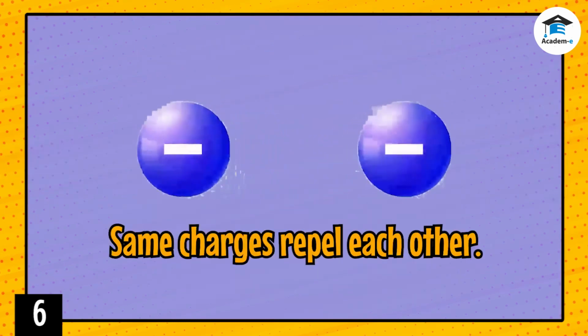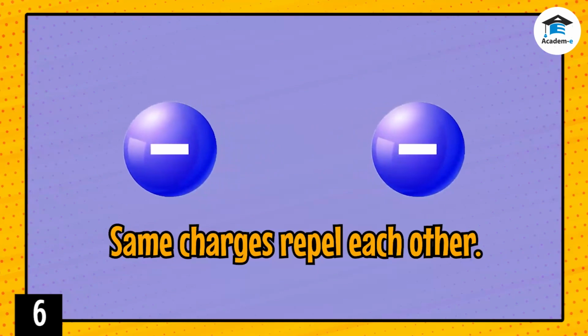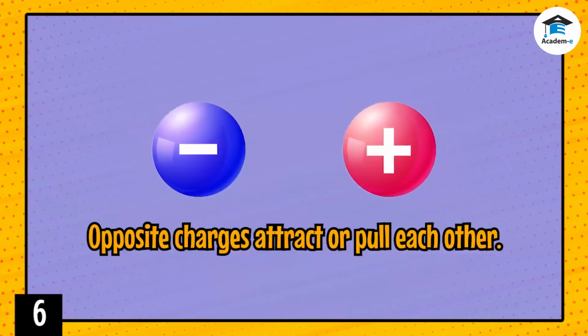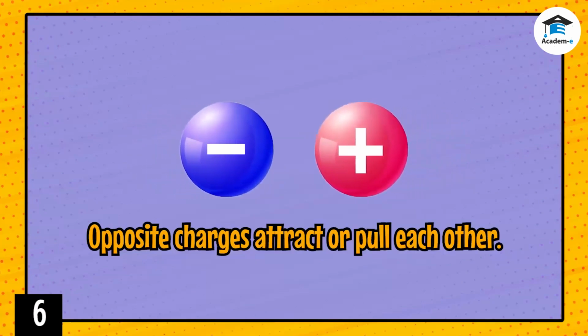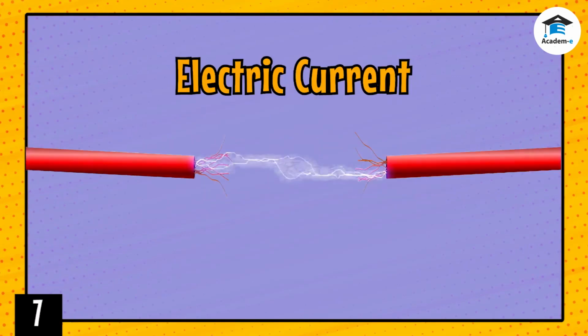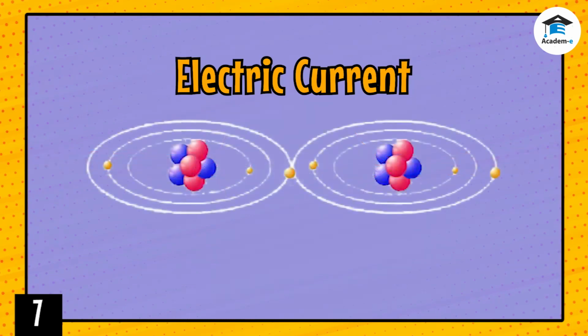Same charges repel each other or move away from each other, while opposite charges attract or pull each other. The push or pull between two charged objects is called an electric force. When two different substances are rubbed together, electrons can transfer between the two substances. The transfer then causes a charge or an electric current to run through both of these objects.